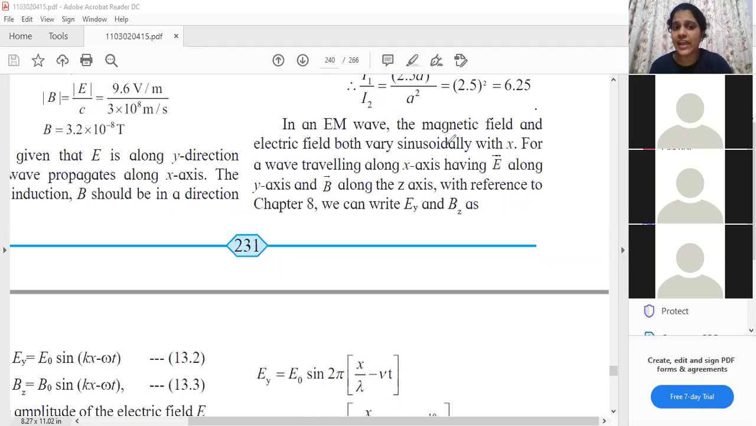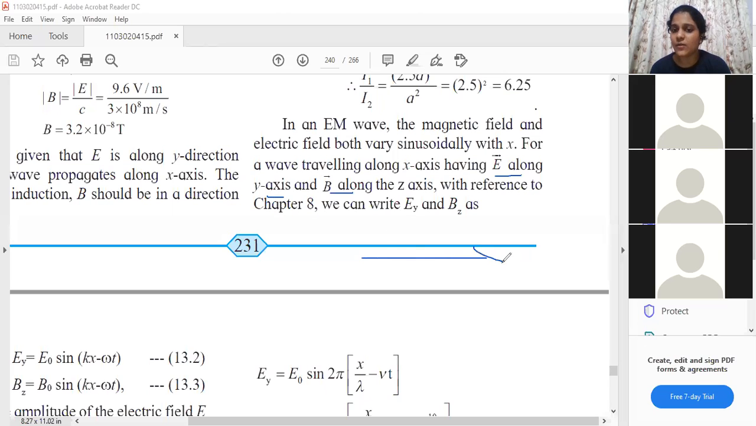In an EM wave, the magnetic field and electric field both vary sinusoidally with x. It will depend on the axis, which might be different, but here they have explained it with respect to the x axis. For a wave traveling along the x axis, having the E vector along the y axis and B along the z axis.